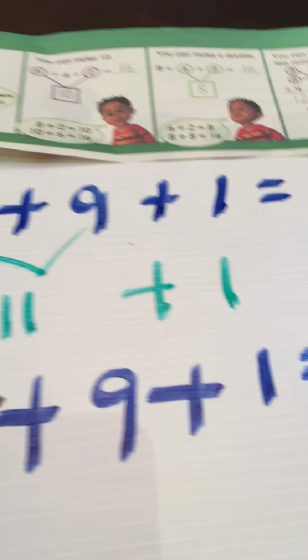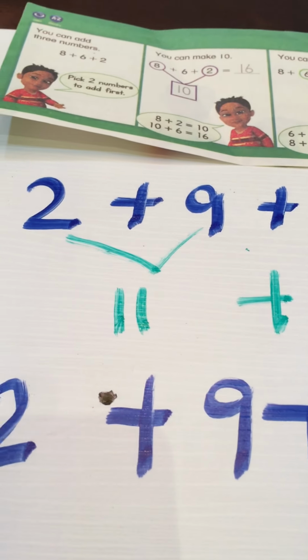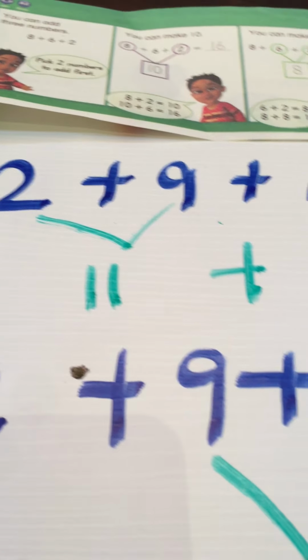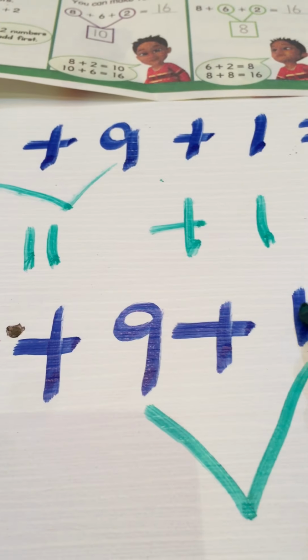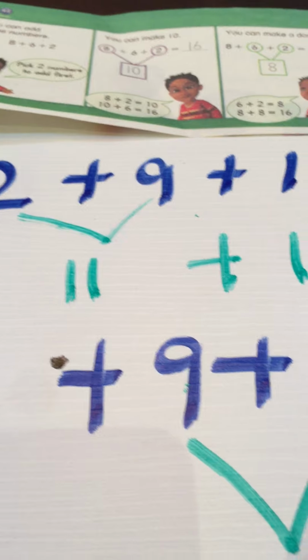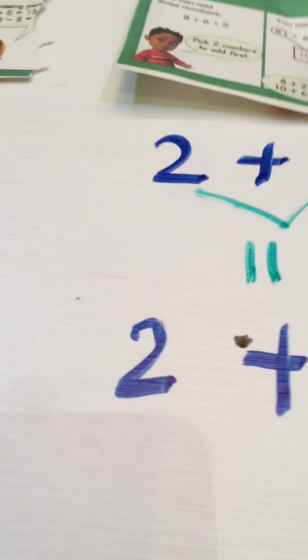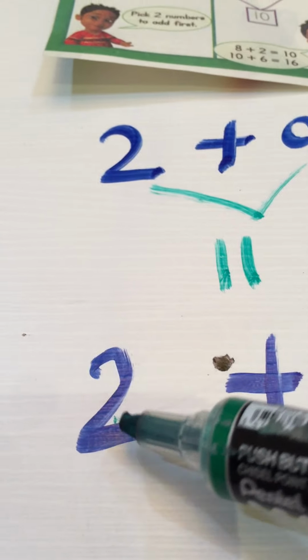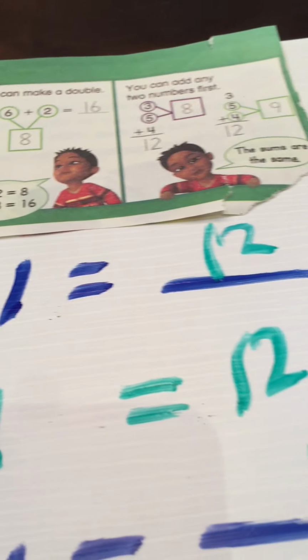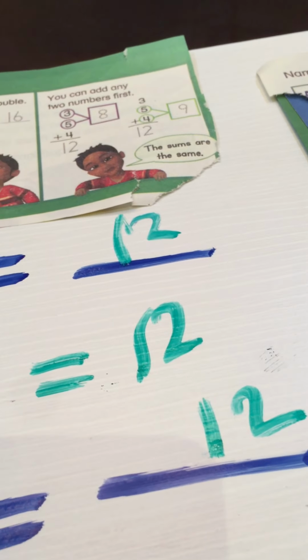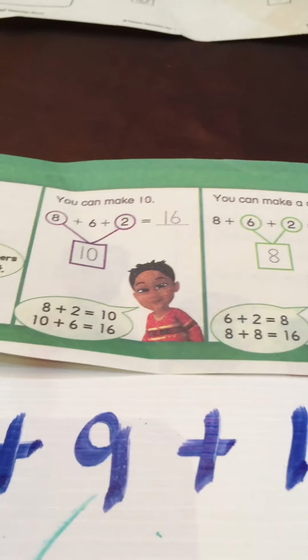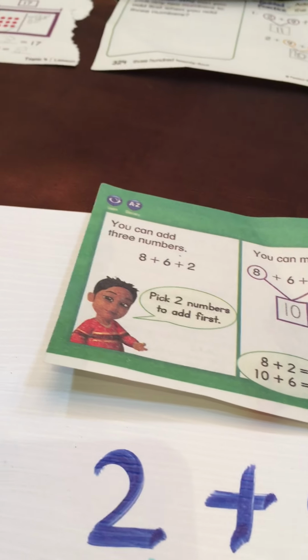Another easy way is to make 10. You know that 9 and 1 equal 10. 9 and 1 can make 10. Then it is so easy to add the 10 with these 2. So 2 and 10 equal, the same answer, 12. So my answer will be 12. So there are 2 ways to add three numbers: add the first two numbers and then add this one, or make 10.